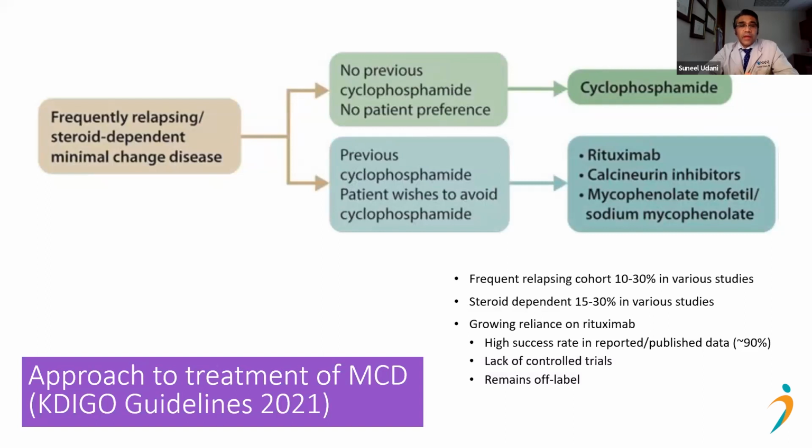I will say that this is the KDIGO guidelines, but given most of our clinical experience with rituximab, oftentimes we will move to that first. It does have a high success rate in the reported and published data, but there have really been no controlled trials outside of the one ongoing. And it's still off label, actually all these things are still off label outside of steroids. So sometimes there can be some roadblocks in terms of getting insurance authorization, but that seems to be less of an issue now than it was 5 years ago.